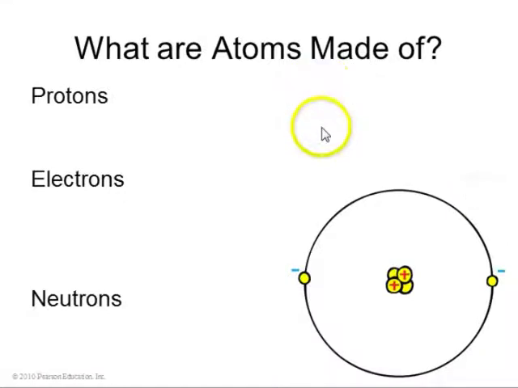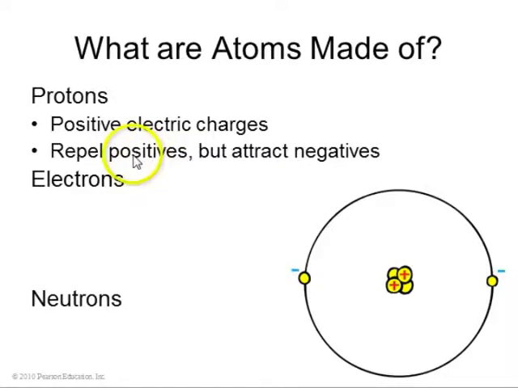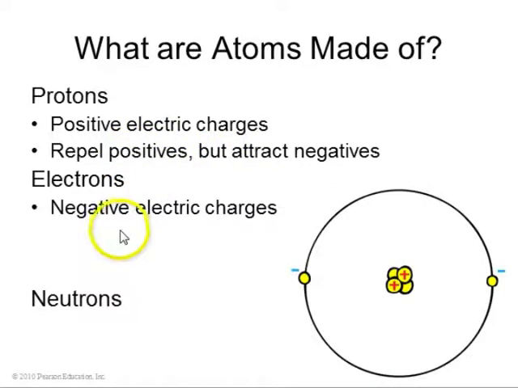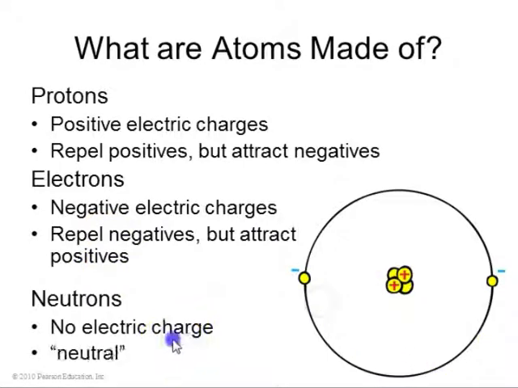So we have to go back a little bit and review what atoms are made of. Remember, atoms are made of protons, electrons, and neutrons, where protons are positive. So that's their electric charge, meaning that they repel other positives but attract other negatives. And electrons are negatively charged. So they repel other negatives but they attract positive charges. And neutrons have no electric charge, we call them neutral.